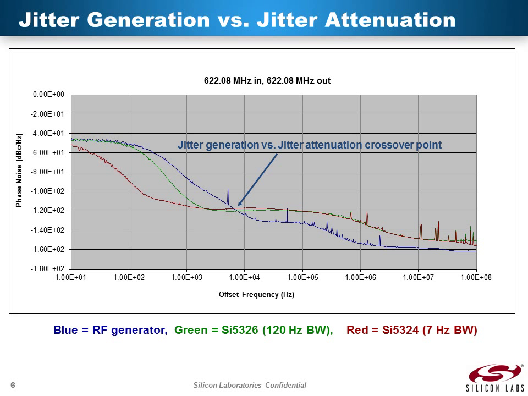Accordingly, for points that are at the right tip of the crossover arrow, jitter generation is being displayed. The points to the left of the tip of the crossover arrow show jitter attenuation.